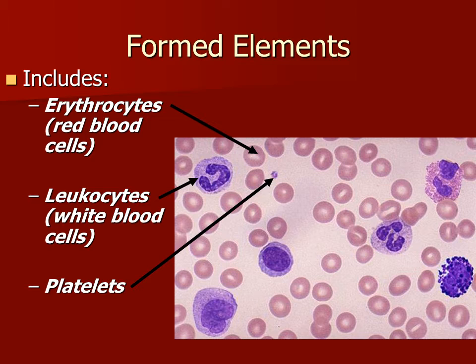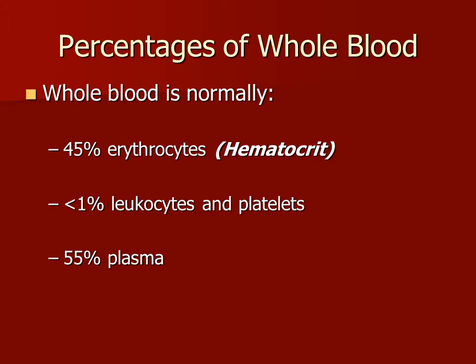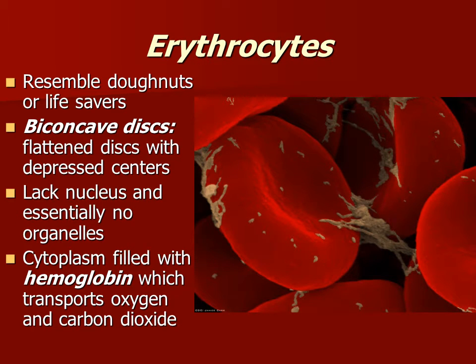The formed elements, the cells, you have the erythrocytes, which are the red blood cells, as you can see on this photo. The leukocytes are the white blood cells. As we'll see in just a moment, there are 5 different types of those. They do have a nucleus. They're larger than what the red blood cells would be. And then the little tiny purple specks, those are the platelets. Whole blood normally has about 45% erythrocytes, less than 1% of leukocytes and platelets combined, and then 55% would be the plasma.